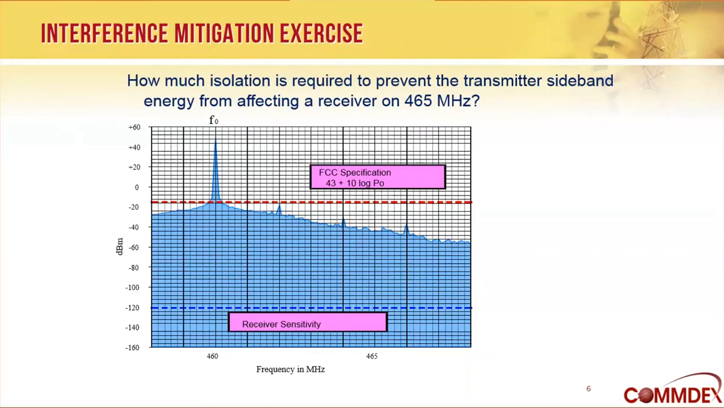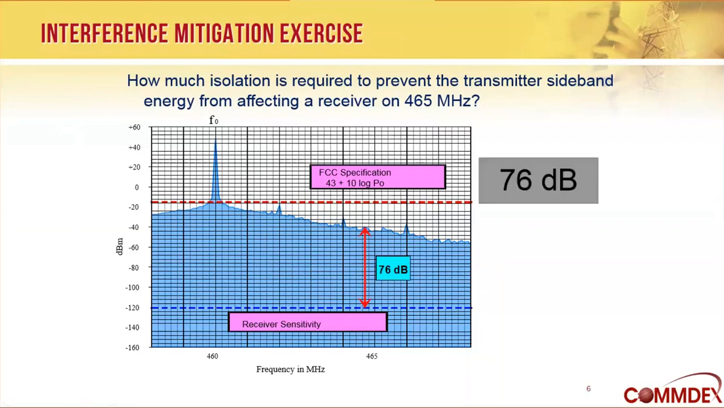So the red line is the FCC specification for power curve. The blue line below is the receiver sensitivity. So we're going to try to look at 465 and see how we can reduce the transmitter sideband noise energy as seen 5 megahertz away.